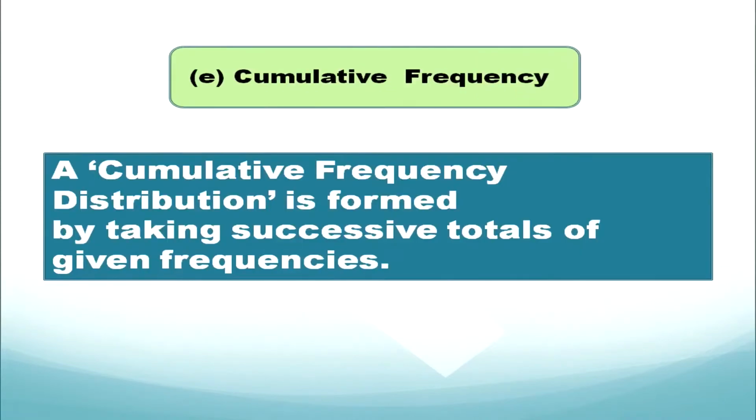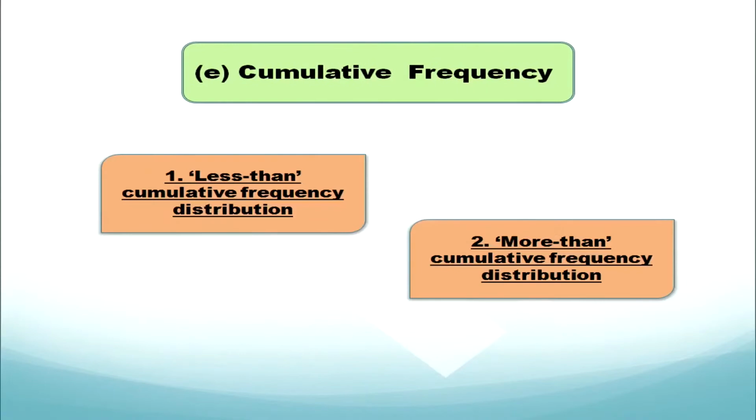Now, cumulative frequency, a very important series. A cumulative frequency distribution is formed by taking successive totals of given frequency. That means, in this case we will successively add up the given frequencies. Let us see how cumulative frequency can be constructed. Cumulative frequency can be constructed in two ways. Very first, less than cumulative frequency distribution. Second, more than cumulative frequency distribution.